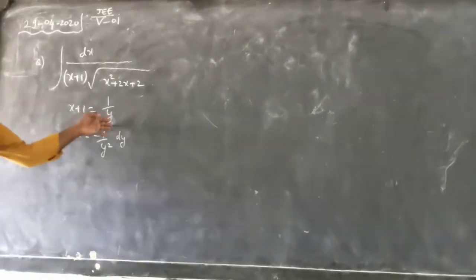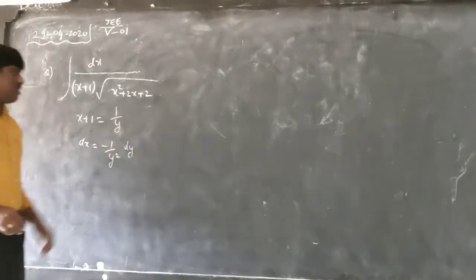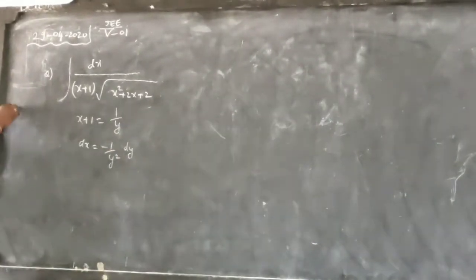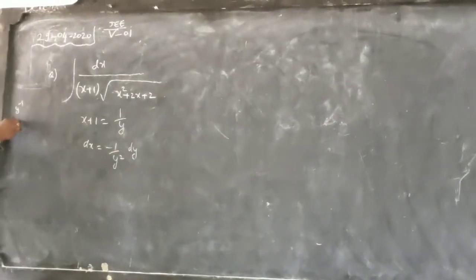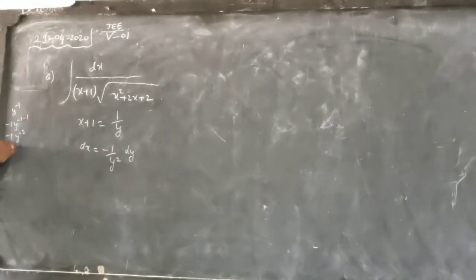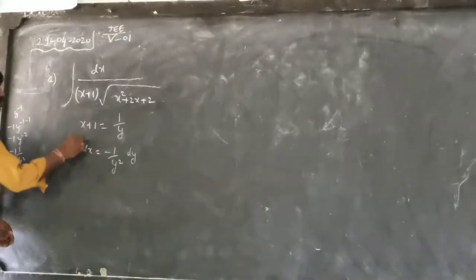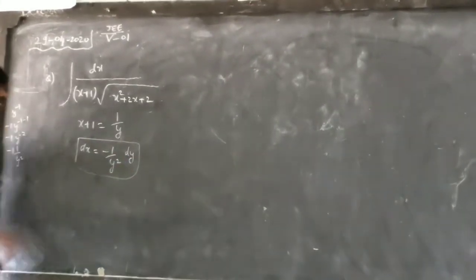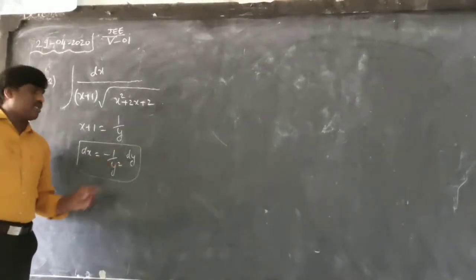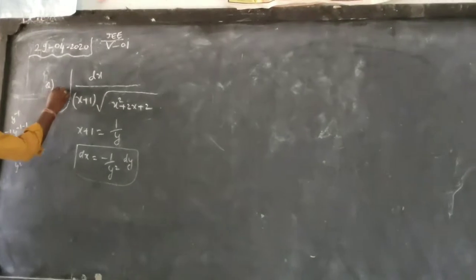Y power minus 1, no? This is y power minus 1, differentiation is y power minus 1 minus 1, that is y power minus 2, that is minus 1 upon y square. So dx is replaced by minus 1 upon y square dy. So dx you can replace this. Now let us solve this question.